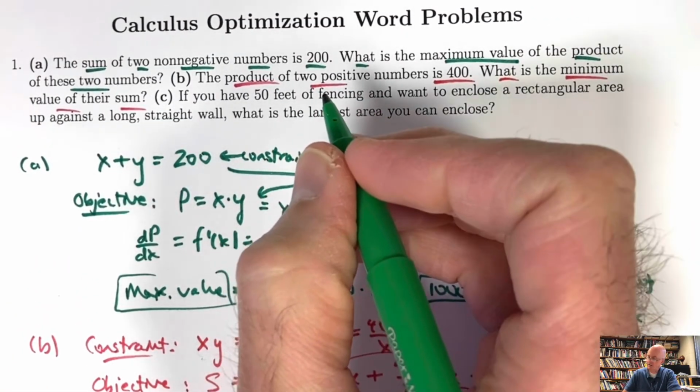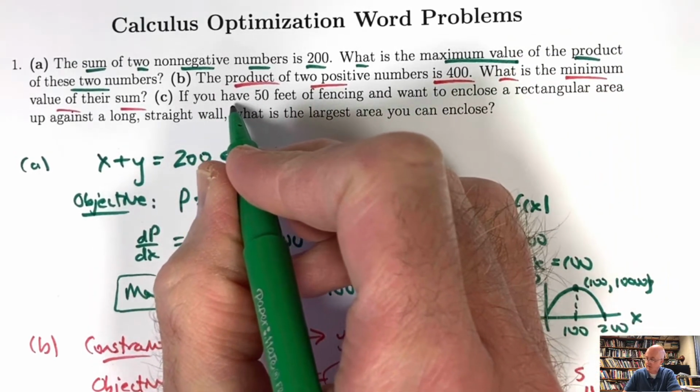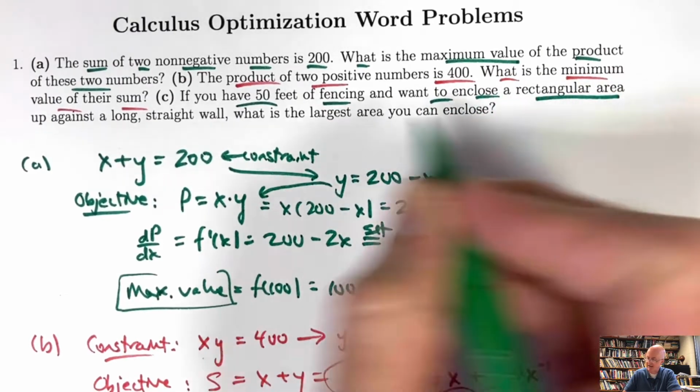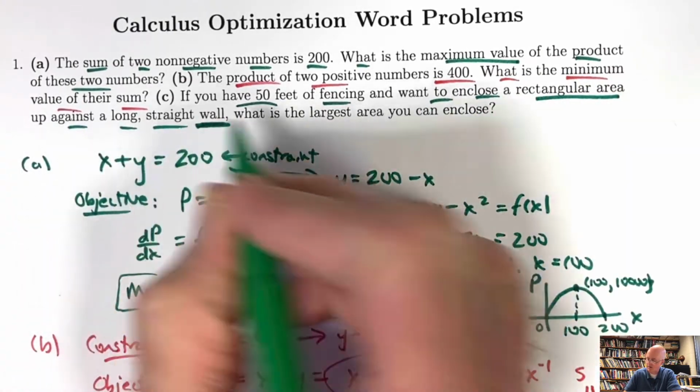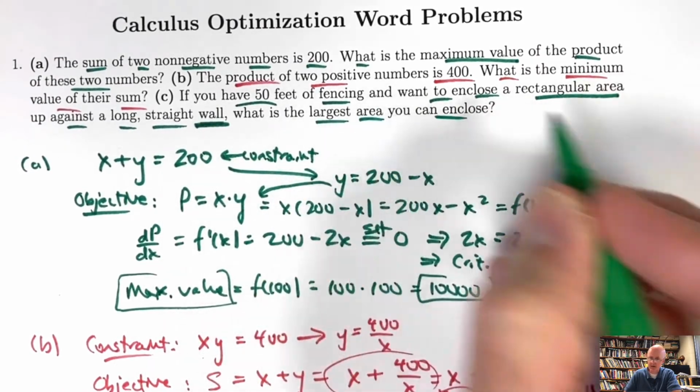Part C. Getting a little practical here. A bit of an easy word problem. If you have 50 feet of fencing and want to enclose a rectangular area against a long straight wall, that's important to realize that. What's the largest area you can enclose?